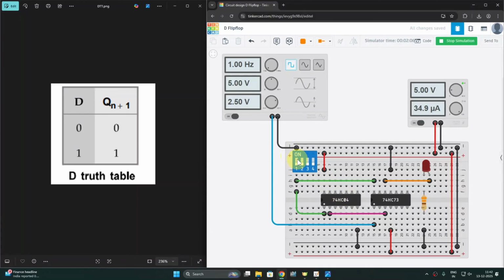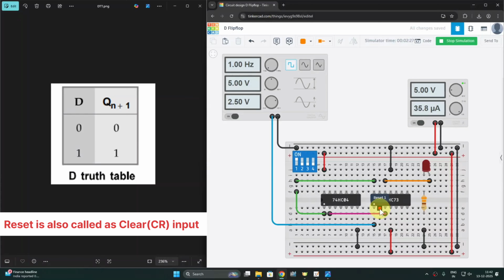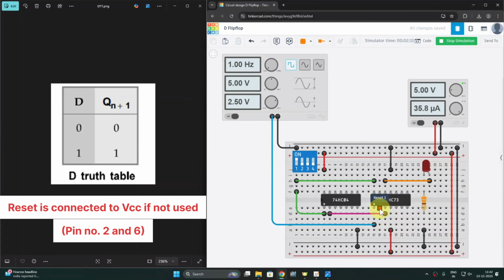So friends, now we can see that when I change the input to 1, your LED must glow, but it is not glowing. This is happening because this is a dual JK flip-flop and we are using only a single JK in this IC. So the remaining pins which are not used must be connected to ground. Okay, and this is your reset input. If we are not using the reset input, it must be connected to VCC because it is an active low input. So in order to deactivate it, this input must be connected with VCC.